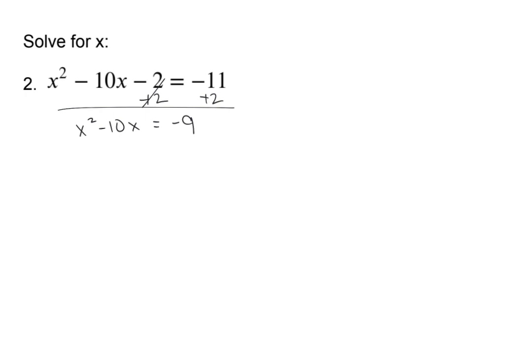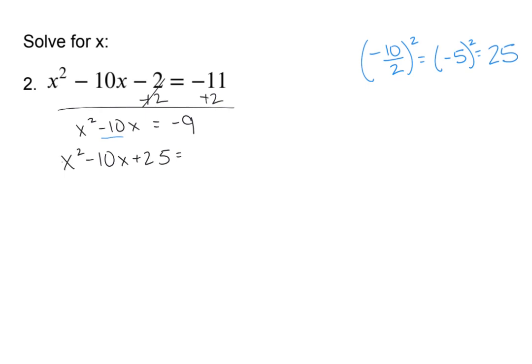Let's go find the magic number. So we're taking the number in front of the x. Careful, it's a negative 10. And we're going to bring it over here. We're going to cut it in half, or divide by 2, and then square it. So once I've got it cut in half, I've got negative 5. Squaring that gives me positive 25. So we're going to come back over here and add 25 in. That's what we need. But what you do to one side, you have to do to the other.